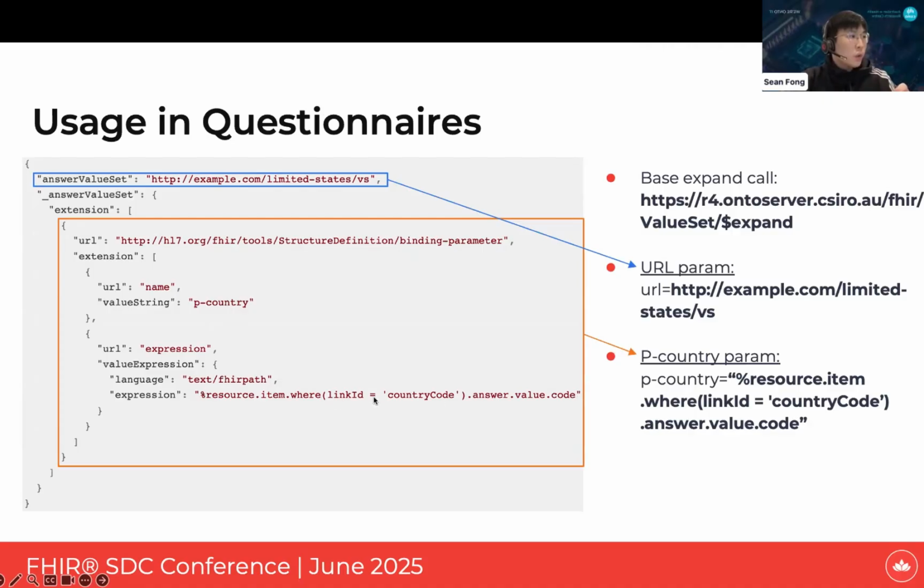So in this case, we would have resource.item.where linkId country code. That means there will be another item above this item, or within the questionnaire, called country code, and then it will produce an answer of either AU, CA, or US. That's how the p-country can be assigned to that code that you've just selected. So when the renderer detects a change in this FHIRPath expression, it will hit the terminology server with the new expand request, therefore updating the state dropdown options.